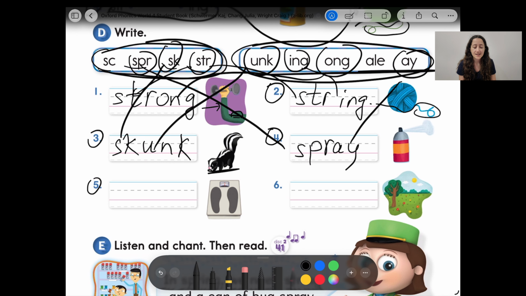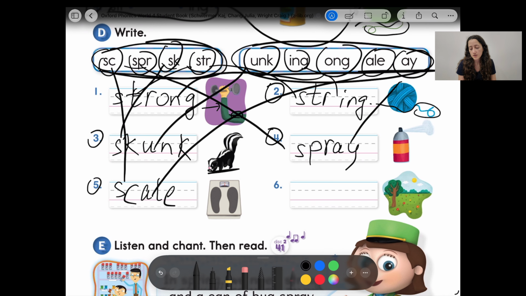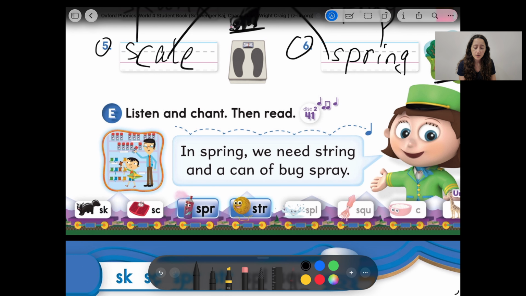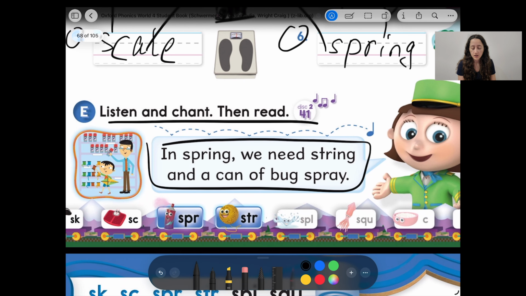Number 5 is a scale. Scale. And number 6 is spring. Spring. I suppose. The next part, here we have a sentence and we need to read that.